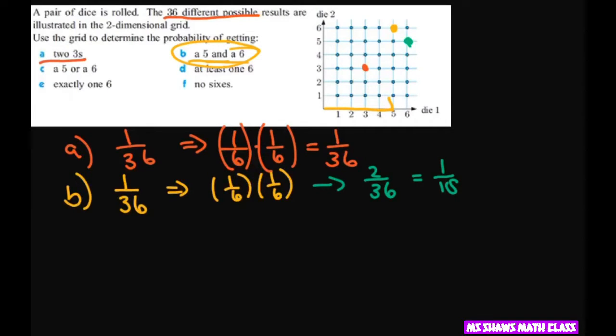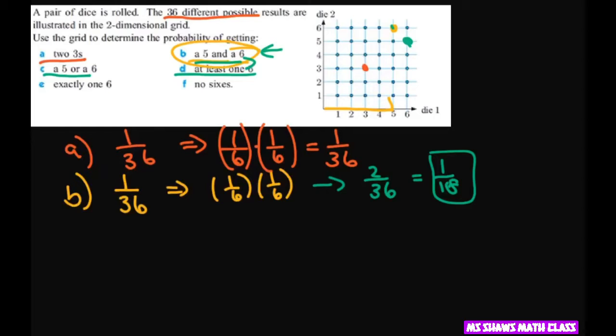It doesn't say if the order matters. But if you look at it this way, then your answer would be 1 out of 18. Okay, so it's not specific if it has to go in that order. C we'll get to later. At least one 6.